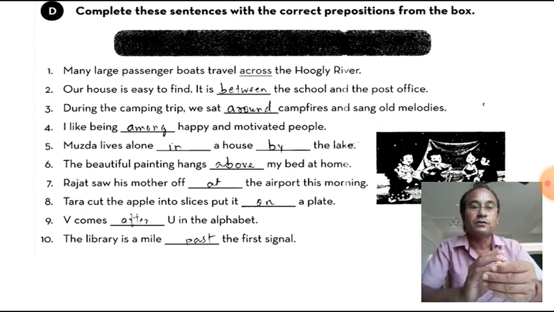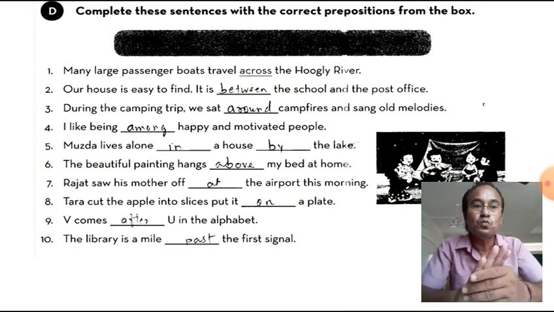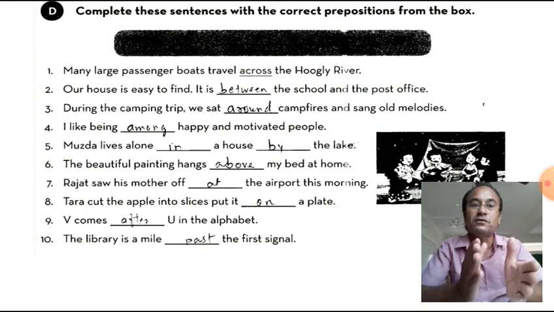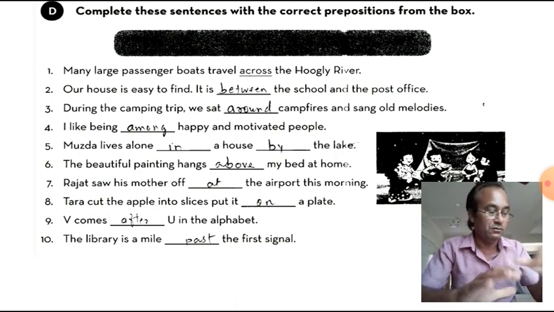V comes after U in the alphabet. After, V comes after U. That's why it's very easy. After is the preposition used here. And the 10th one: the library is a mile past the first signal. So the library is a mile past the first signal.